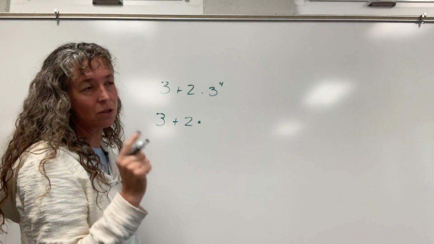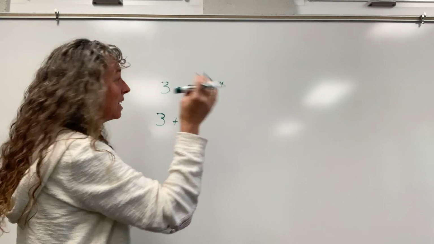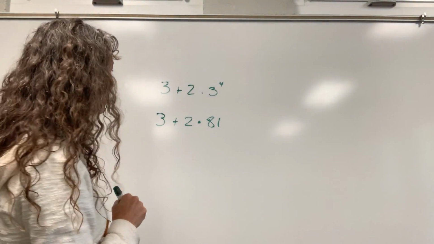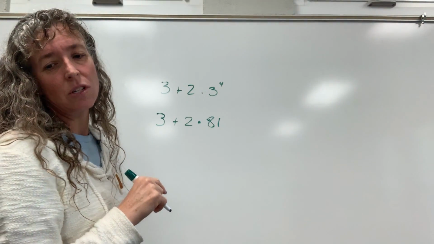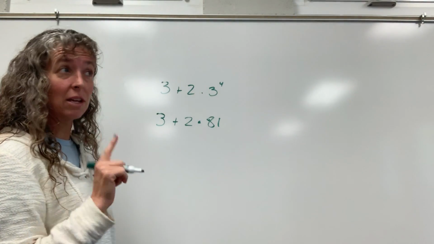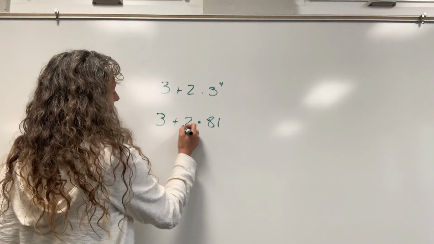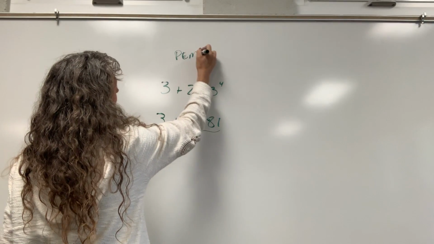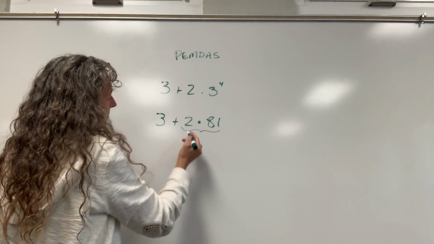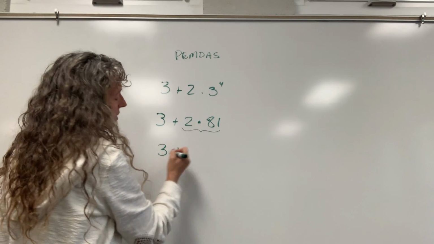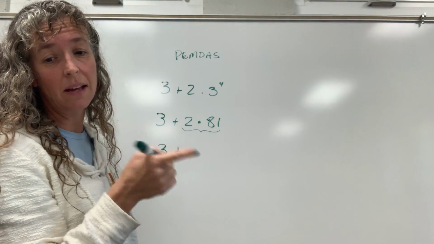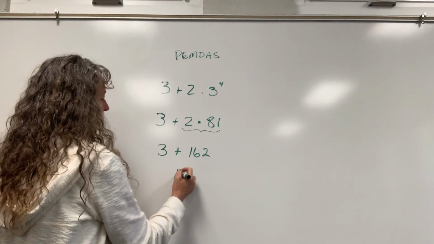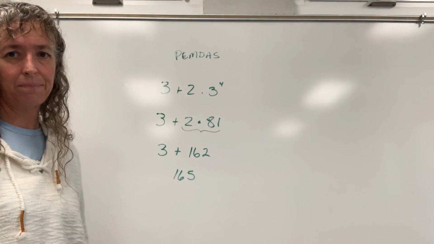3 to the 4th is 3 times 3 times 3 times 3, which is 81. Do it in your calculator. If you need to figure out what 3 to the 4th is, go ahead and do that in your calculator. Okay, now order of operations says next we're supposed to do multiplication and division, right? So I have multiplication right here. So I'm going to go ahead and do that next. 2 times 81 is 162. Now I can add them together and get a total of 165.